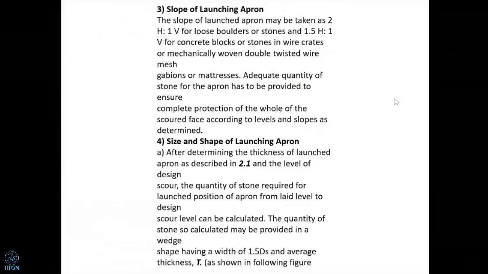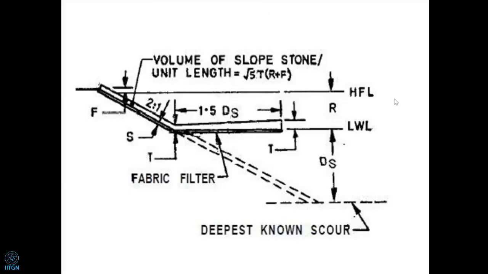The slope of the launching apron should be 2 horizontal to 1 vertical for loose boulders or stones and 1.5 to 1 for concrete blocks or stones in wire crates. So that is given in IRC SP 116. That is it. The size and shape of the launching apron is again given. Like here, what is it? It is like a wedge. The shape of the wedge is 1.5 times D. The average thickness you have to find out. This is at the edge, 1.5 times the average thickness. So if you use it, the total scour depth is R plus DS, as you see in the figure.